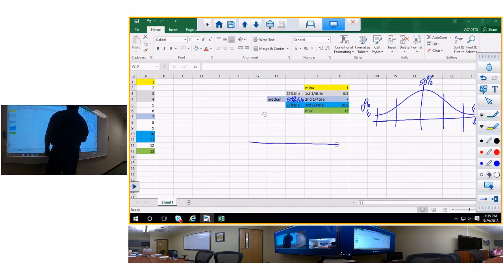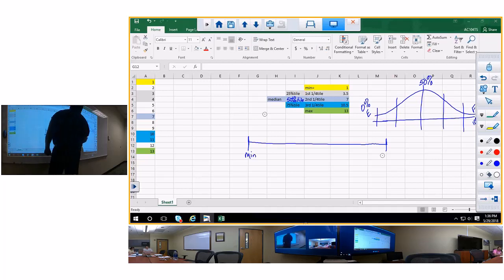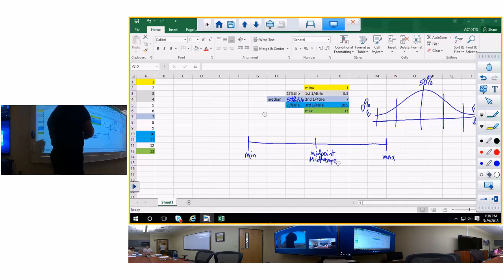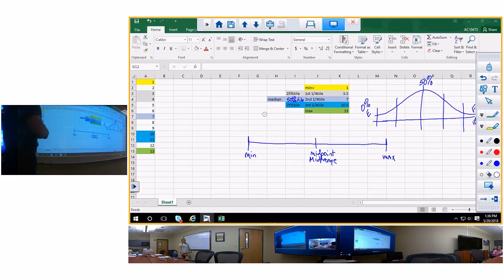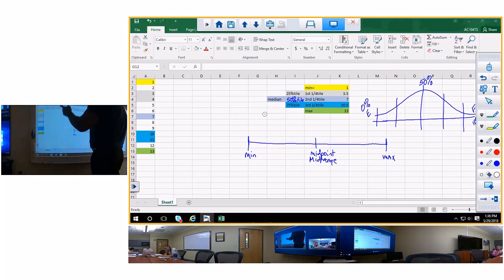Here's the number line. Got an N there, and an N there. It's going to be made up of your min, your max, and your midpoint, or mid-range. Somebody figure out the mid-range of these numbers. Okay, 13 plus 1 is what? I'm sorry. 13 and 1 is 14. Half of 14 is what? 7. So 7 goes in the middle.